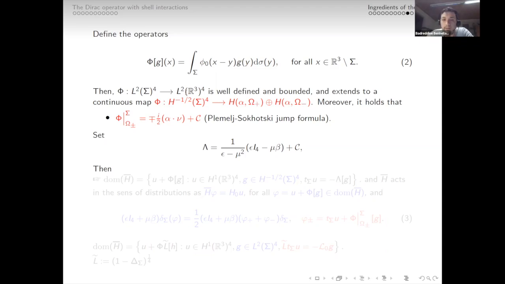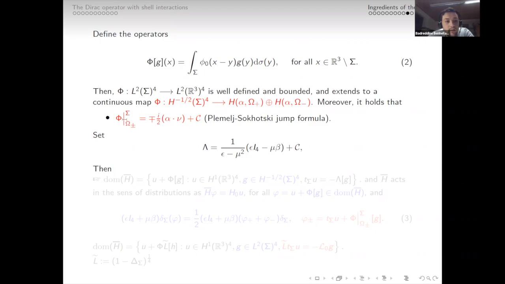Okay, and it is shown by Ourmières-Bonafos, Vega, Behrndt, and Holzmann that this map in fact extends continuously to a bounded operator from H^-1/2 to this Dirac Sobolev space. Remember that this Dirac Sobolev space is the maximal domain for the Dirac operator. And in fact, we have this jump formula for the trace.